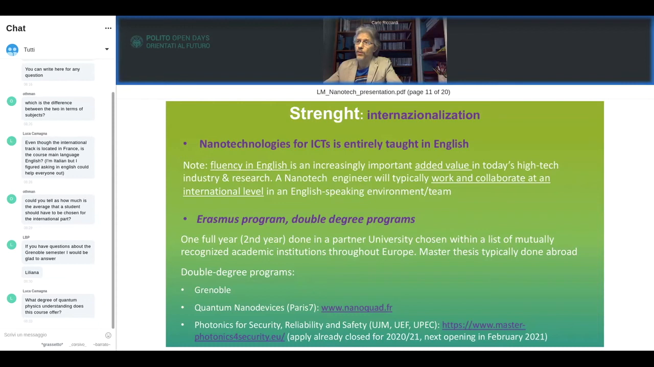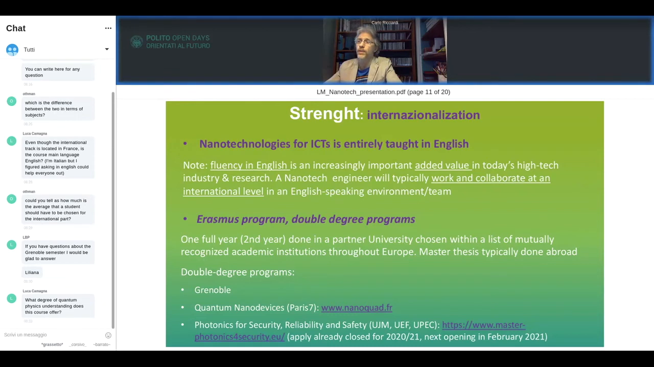Then, apart from the international program that I told you about, we also have some double degrees and the Erasmus program, obviously. We especially care a lot about double degrees. We have a double degree with the same institution, Grenoble. And we have two other double degrees, one of which is called NanoQuad, quantum nano devices.